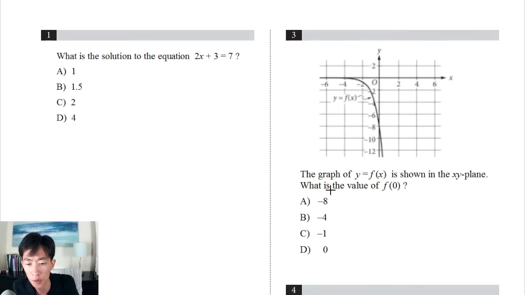Question 3. The graph of y equals f of x is shown in the xy plane. What is the value of f of 0? So this is basically saying when x is 0, what is y on the graph? So x is 0 on the y-axis. Another way of looking at this is at what point does the graph or the curve cross the y-axis? And it looks like it's right around negative 8, possibly negative 7, because it's a little bit unclear from the picture. So looking at the answer choices, negative 8 is the only choice, and so A is our answer.